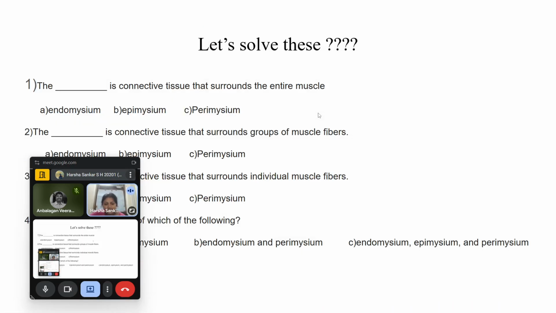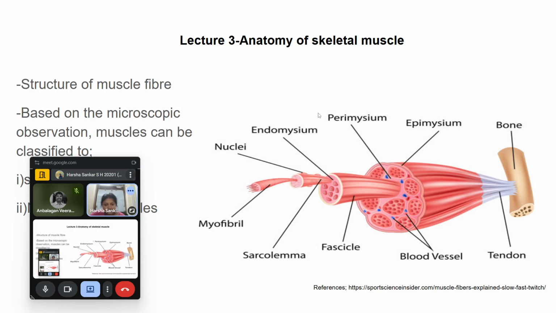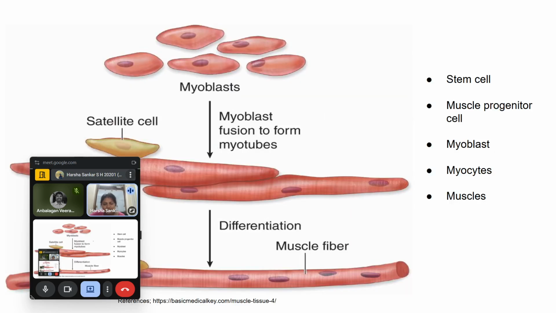My screen is stuck. That's what we were discussing, and I hope you remember last time we discussed osteoblast and osteoclast. Osteoblast is always for the formation of bone, and osteoclast is for the removal of bone or making a cavity. Like that, remember myoblast is always required for the formation of muscles.